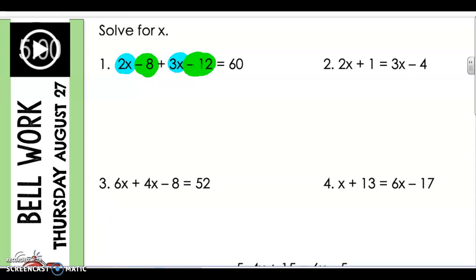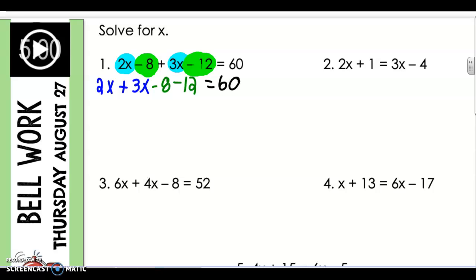And then I'm going to reorder the left-hand side of my equation so that the like terms are next to each other. This isn't a necessary step to show, but it will help you when combining like terms. So we have 2x plus 3x, because I'm going to put my terms with the x's first. And then in green we have minus 8 minus 12. And of course we have to bring down the right-hand side of the equal sign, the equals 60.